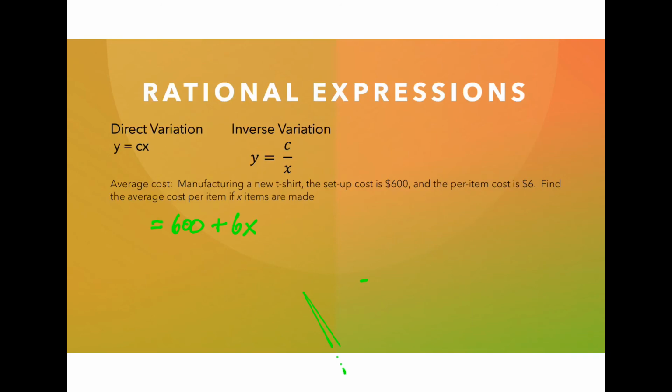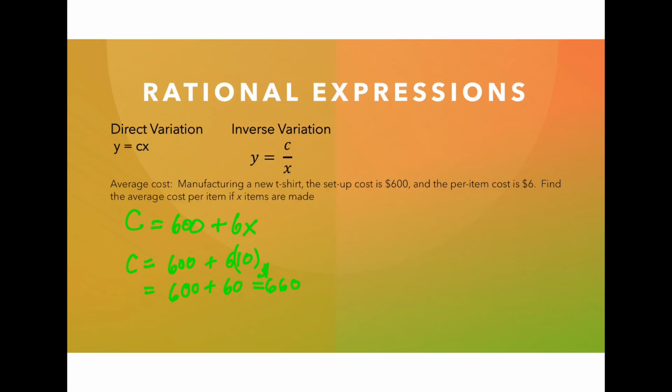So I'm just going to put C. This is our cost equation. C is equal to 600 plus 6x. So if I made, for example, 10 t-shirts, the cost would be 600 plus 6 times 10, or 600 plus 60, which is $660. That would be the cost of my making of those 10 t-shirts.